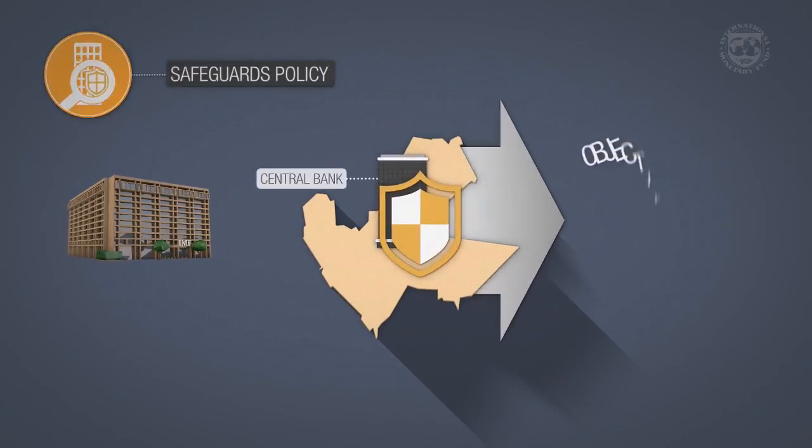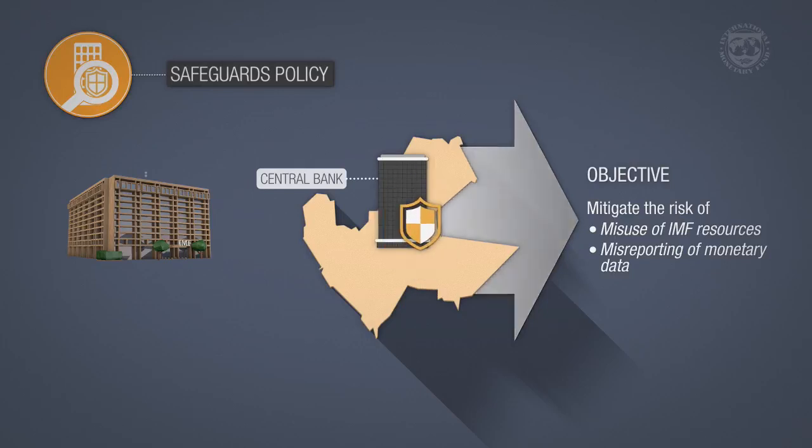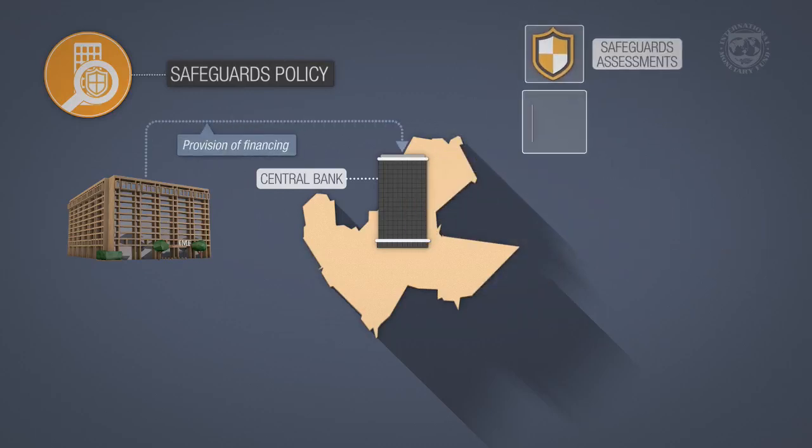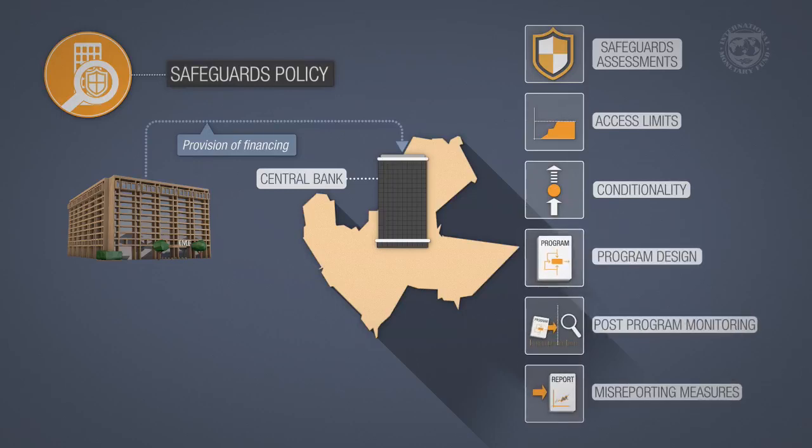The main objective of the safeguards policy is mitigation of the potential risk of misuse of IMF resources and misreporting of monetary data under an IMF-supported program. The policy complements the IMF's other safeguards when members receive financing from the fund, which include limits on access, conditionality, program design, post-program monitoring, and measures to address misreporting.